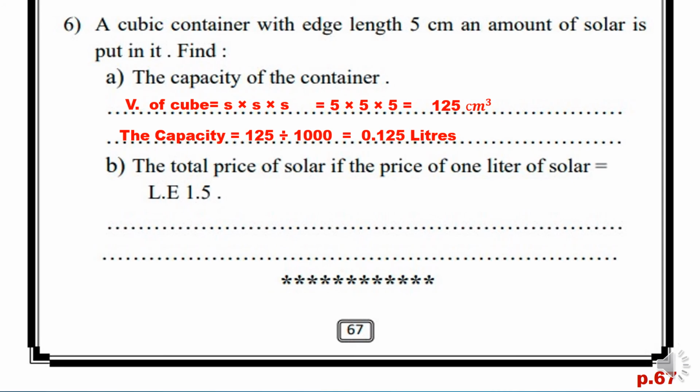Then, in letter B, the total price of solar if the price of 1 liter of solar equals 1.5 LE. To get the total price, I will multiply the price of 1 liter times the capacity that I have here. So I will multiply 0.125 liters times 1.5, which is the price of 1 liter, equals 0.1875 LE.